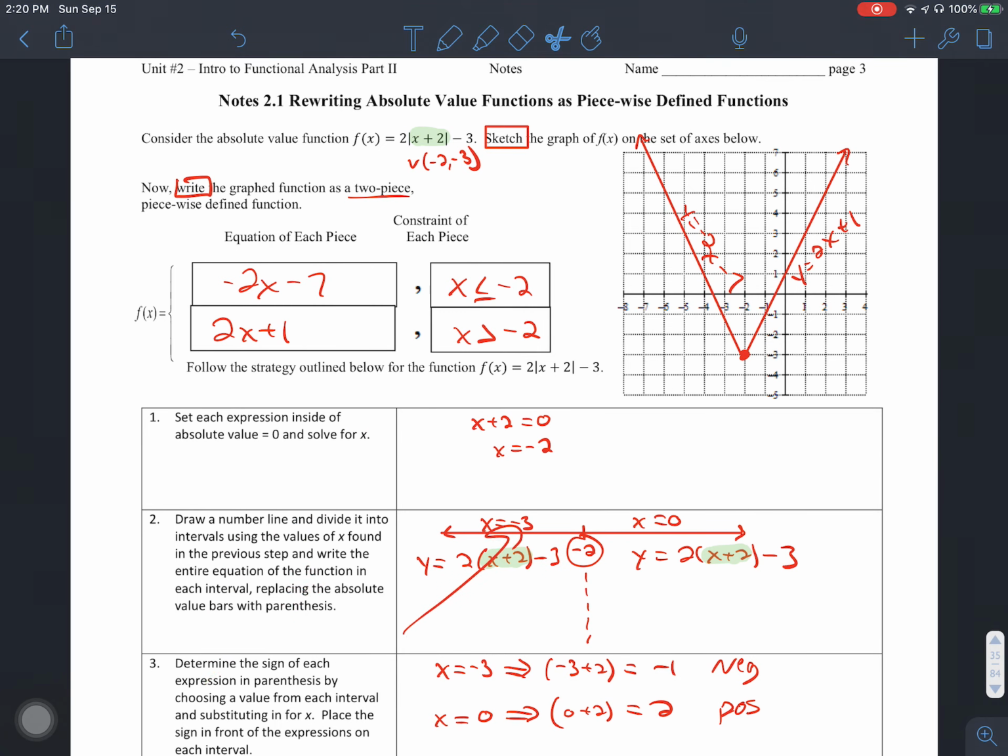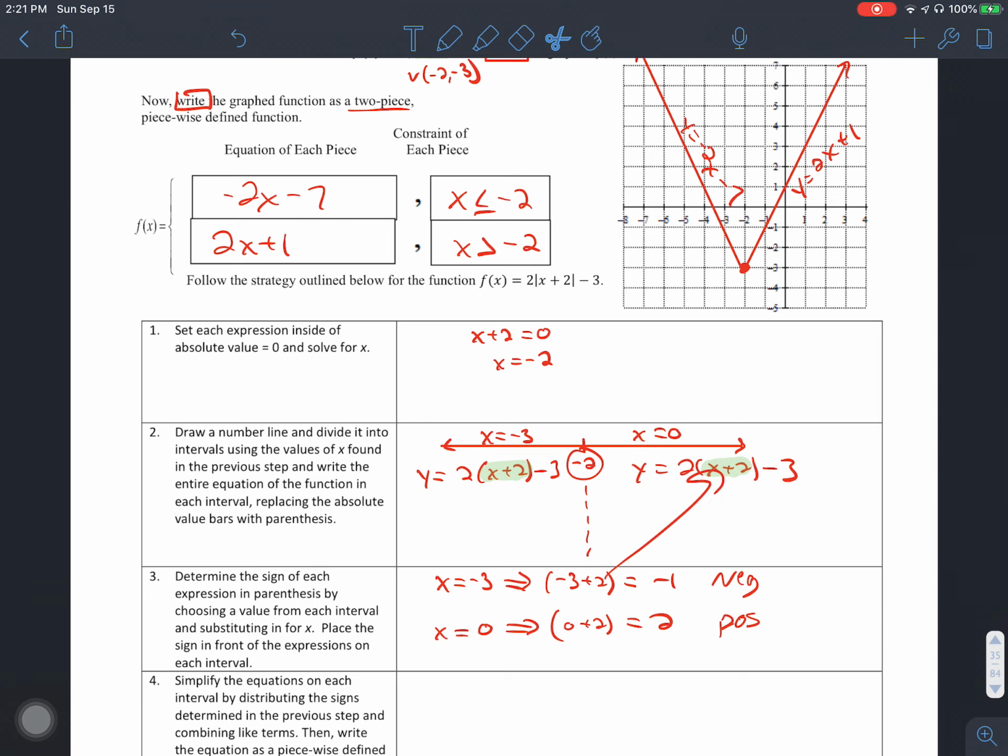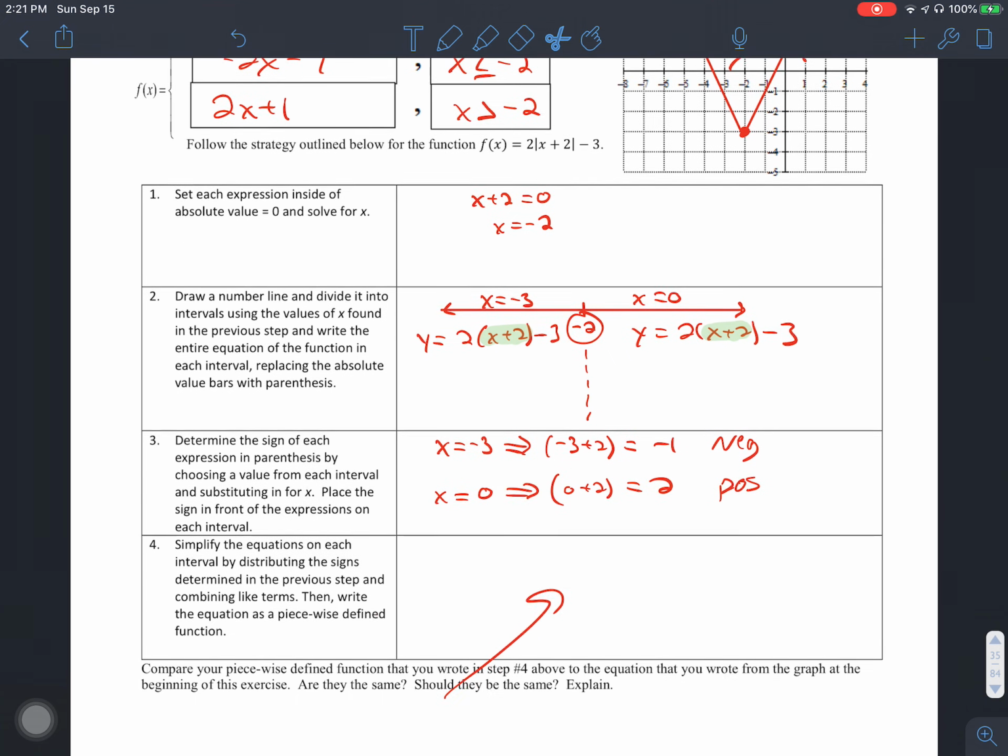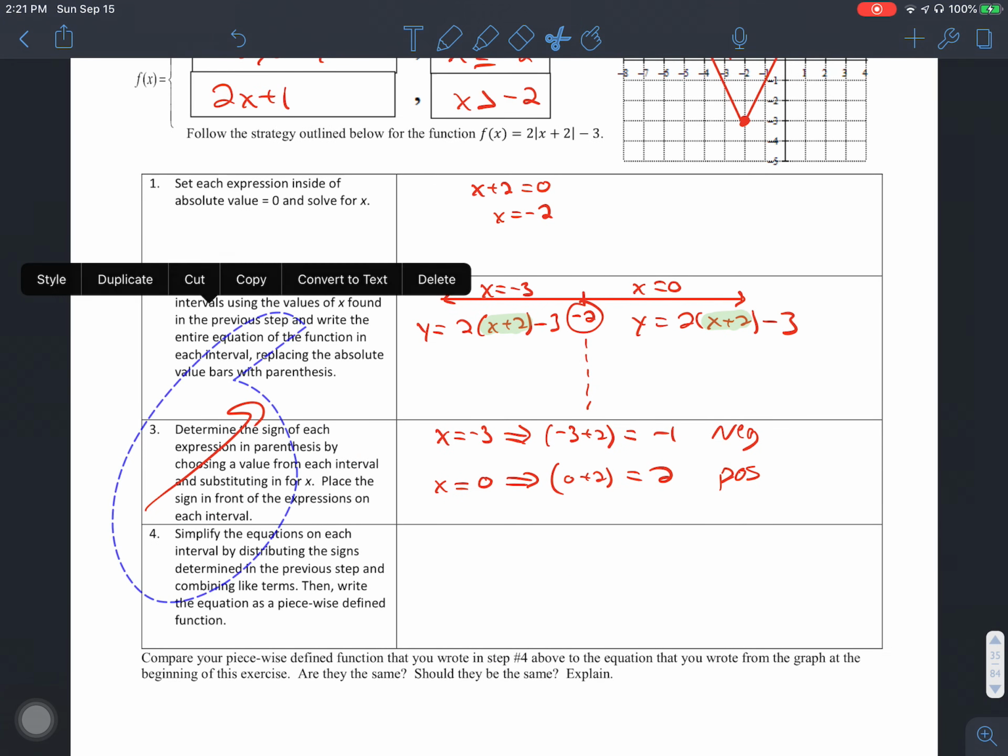Then pick a test number in each interval. To the left of -2, I chose -3. You plug it in here mentally. -3 plus 2, is that positive or negative? That's negative. Pick the 0, put it in here for the x plus 2. 0 plus 2 is positive. This is going to be positive. That's the work that we just showed down here.